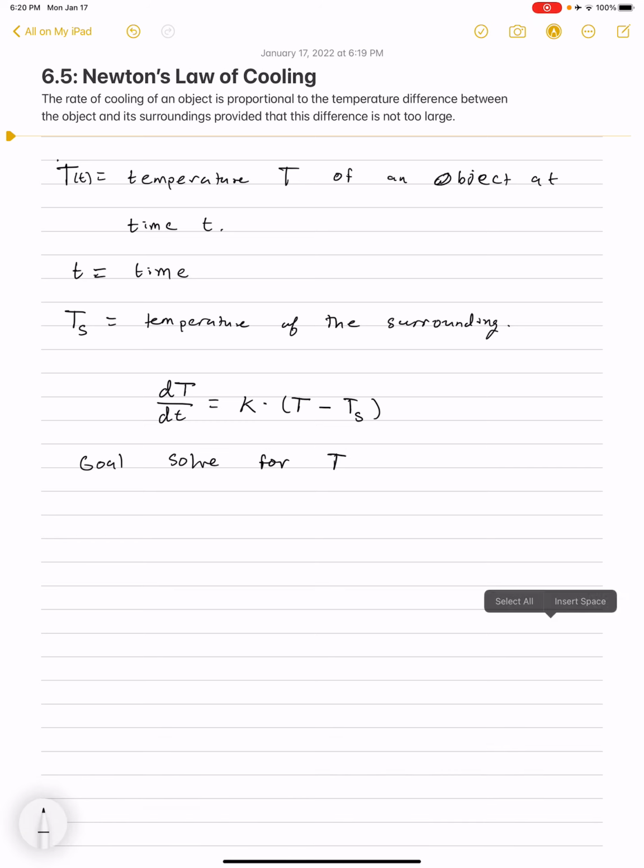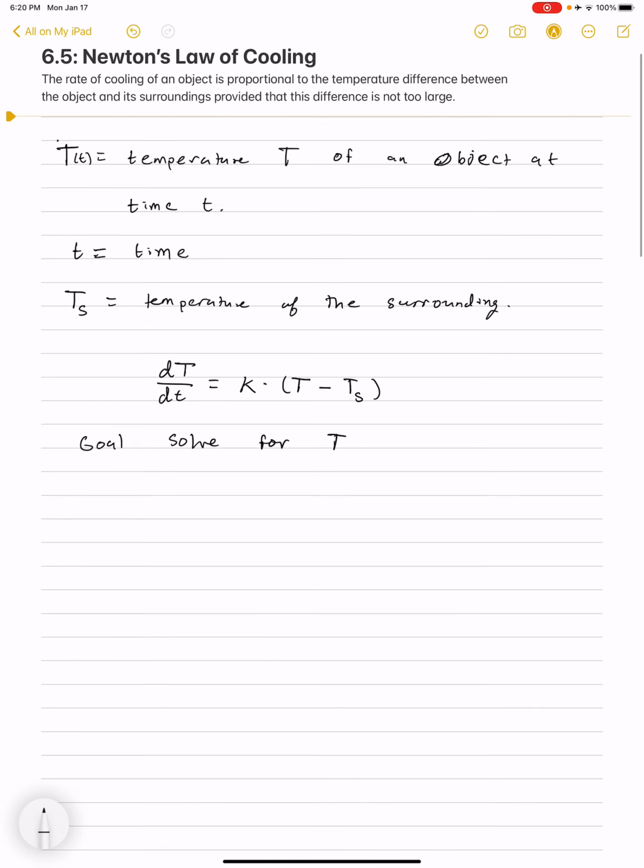And as stated, Newton's Law of Cooling says the rate of cooling of an object is proportional to the temperature difference between the object and its surrounding, provided that this difference is not too large. Okay. So I'm just going to define a few things.